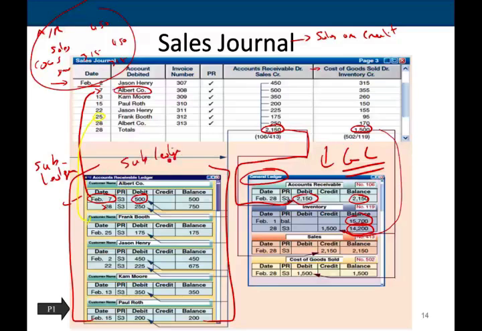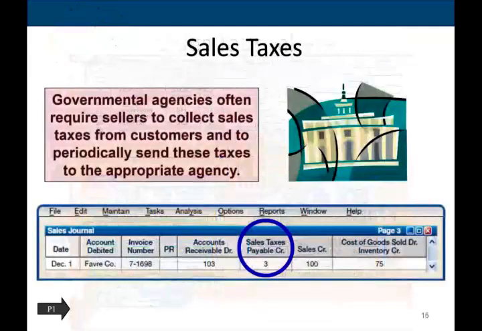So for accounts receivable, each client will have an accounts receivable subledger to keep track of their account. So this is how the sales journal works.